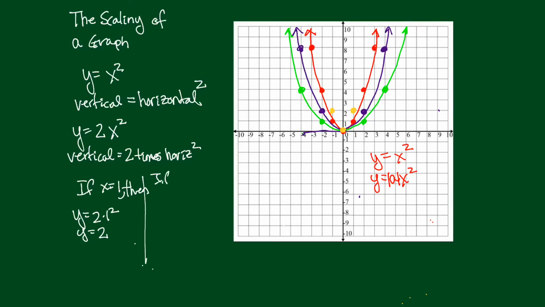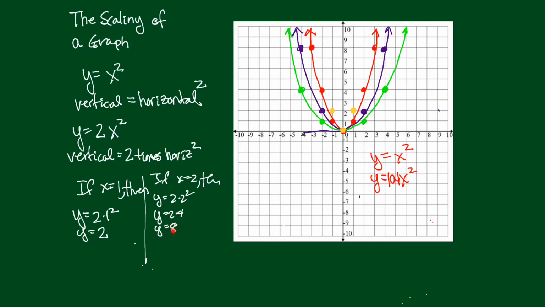Now, what happens here if x is equal to 2? Well then, y is equal to 2 times 2 squared. Y is equal to 2 times 4. Y is equal to 8. So this is going to go up quickly. So if we just start at the origin, move a horizontal distance of 2 units, our vertical distance will be 8 units to get us back on the graph.